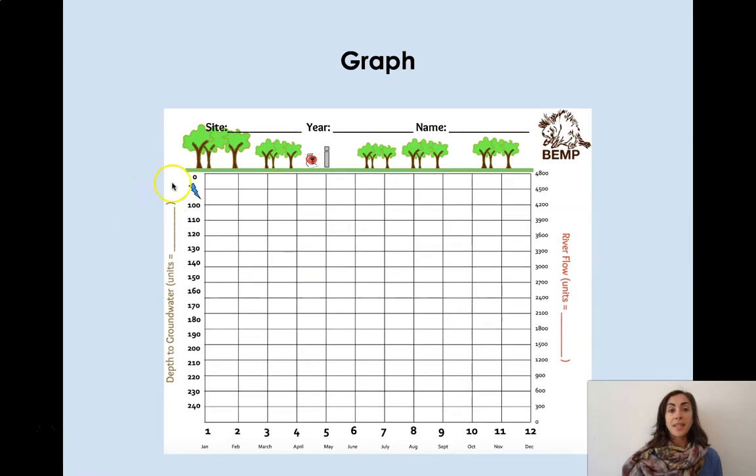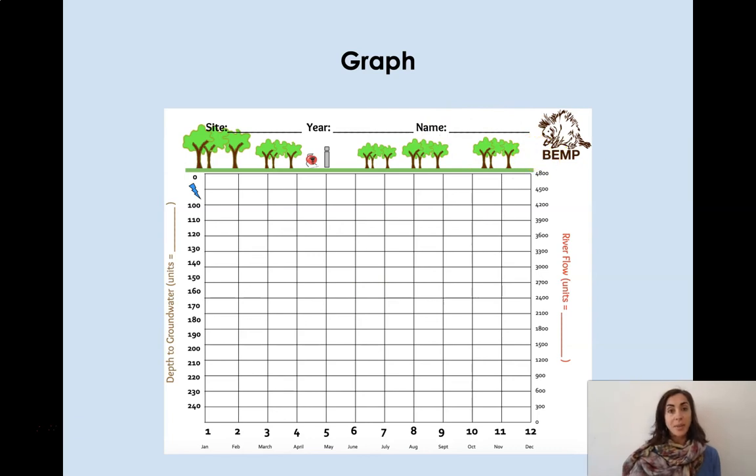We have the site name at the top, so depending on which site you're working on, you will write the name of the site on the top. The year, so you might be focusing on a particular year. You can also write a range of years, but for the graph, I would recommend creating a graph for each year that you will be representing. And then your name, in case you're in the class and you don't want to get your graph mixed up with your other classmates.